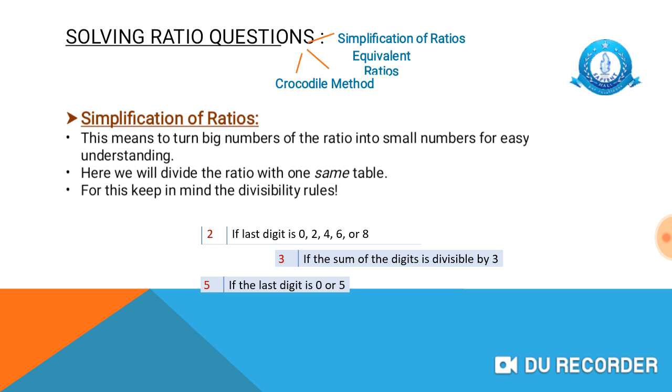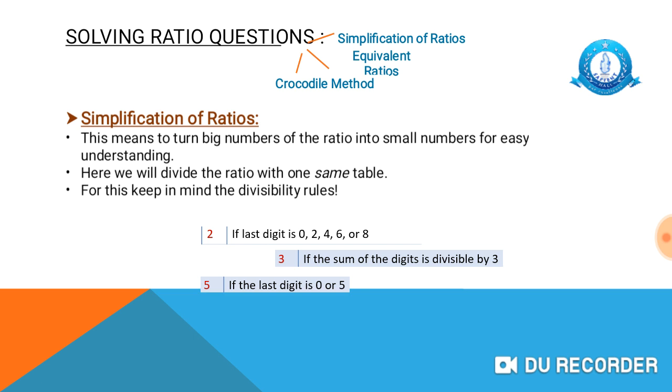In our last example, we had small numbers, 2 red bags and 5 blue bags. What if the numbers were big? What if there were 12 red bags and 25 blue bags? In such a case, we will divide the numbers of the ratio with the same table. For this, do not forget the divisibility rules.